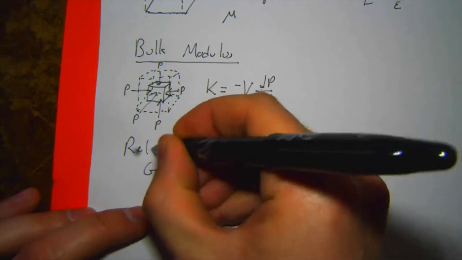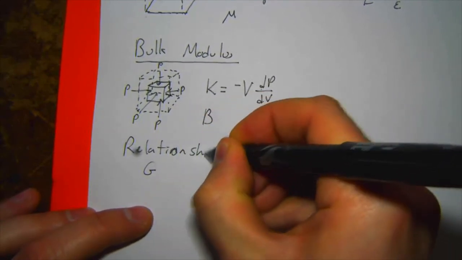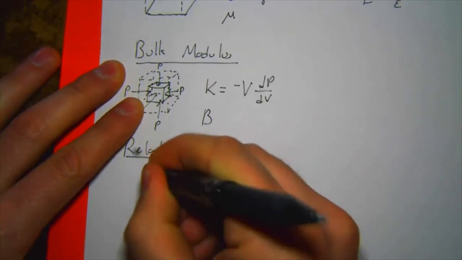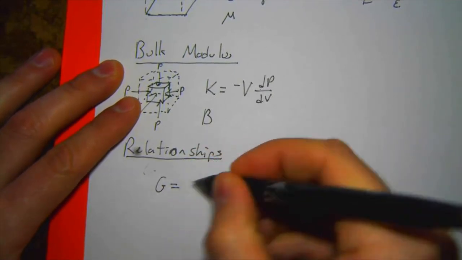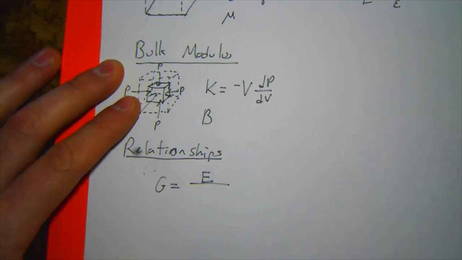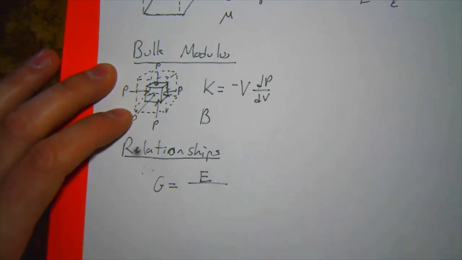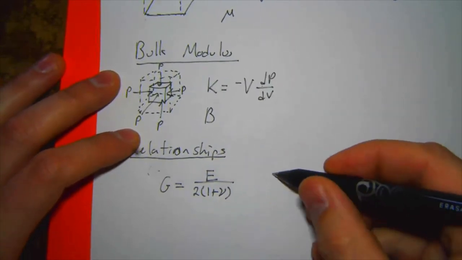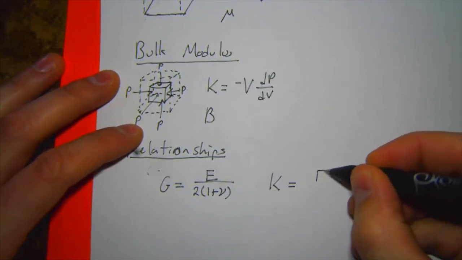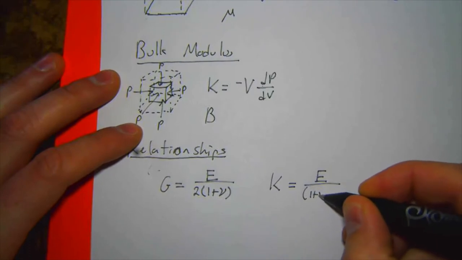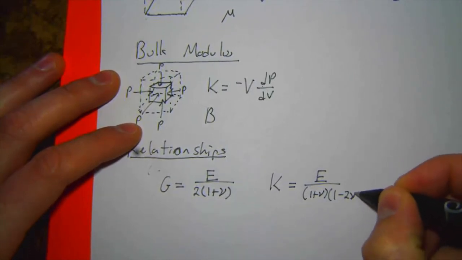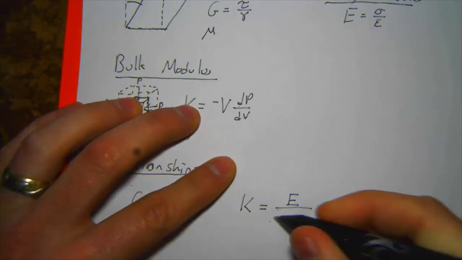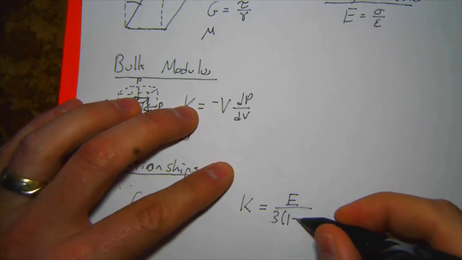So let's say relationships. Let's say now G, move this down a little bit. G is related to Young's modulus by E over 2 times 1 plus the Poisson's ratio. My bulk modulus is related to these by E over 3 times 1 minus 2 times the Poisson's ratio.